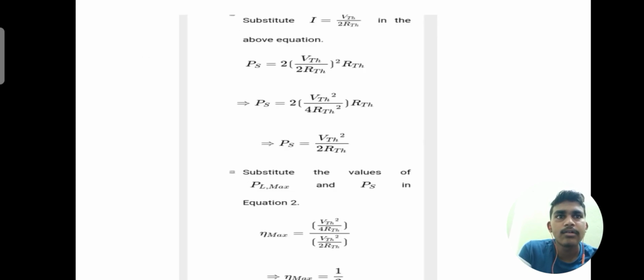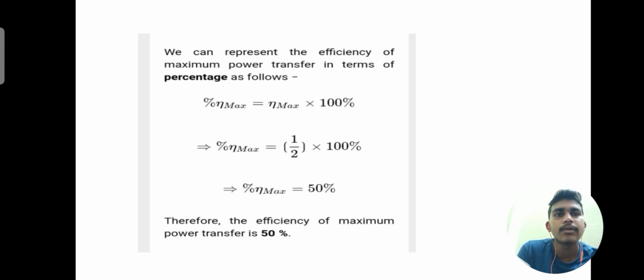Substitute I equal to Vth by 2 Rth in the above equation. PS equal to 2 into Vth by 2 Rth whole square into Rth. PS equal to 2 into Vth square by 4 into Rth square into Rth. PS equal to Vth square by 2 Rth. Substitute the values of PL maximum and PS in equation 2. Eta maximum equal to Vth square by 4 Rth divided by Vth square by 2 Rth. So eta maximum equal to 1 by 2.